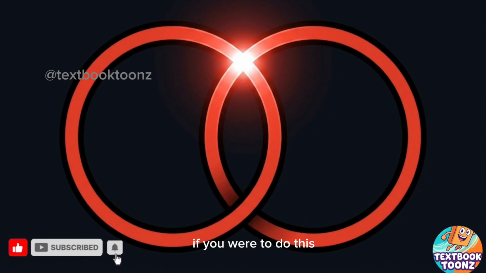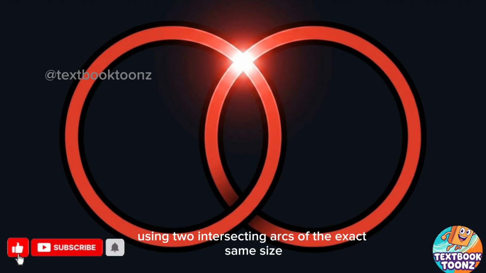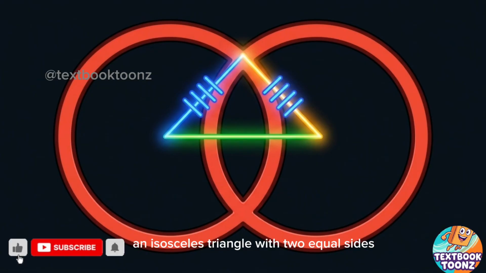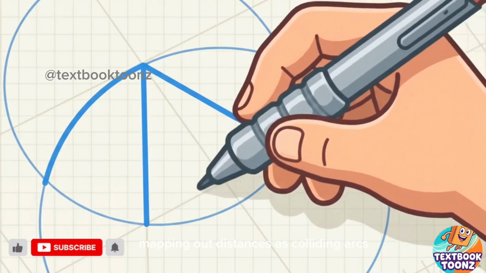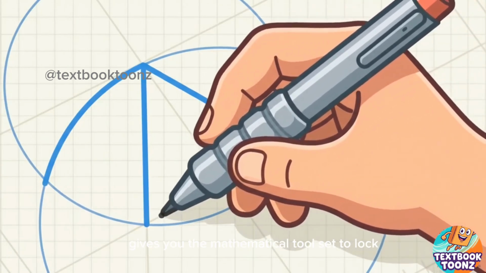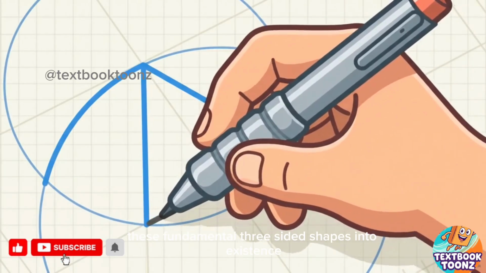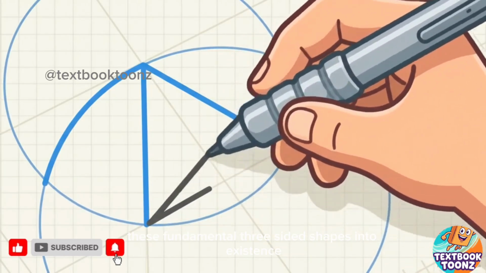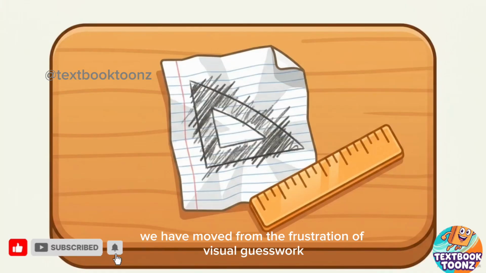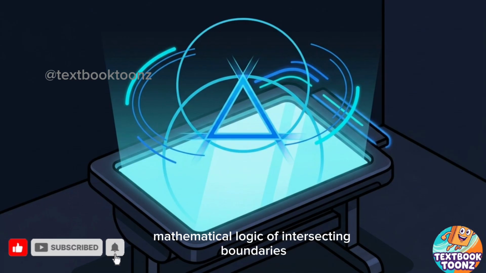If you were to do this using 2 intersecting arcs of the exact same size, the resulting shape naturally forms an isosceles triangle with 2 equal sides. Mapping out distances as colliding arcs gives you the mathematical toolset to lock these fundamental three-sided shapes into existence every single time. We have moved from the frustration of visual guesswork to the precise mathematical logic of intersecting boundaries.